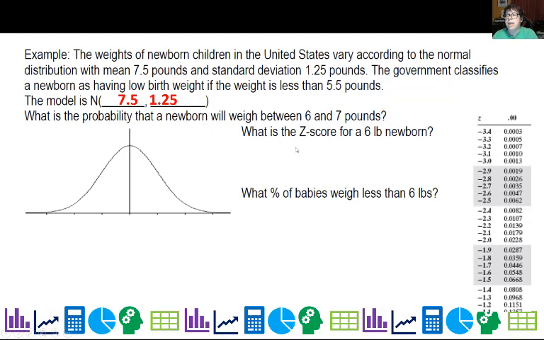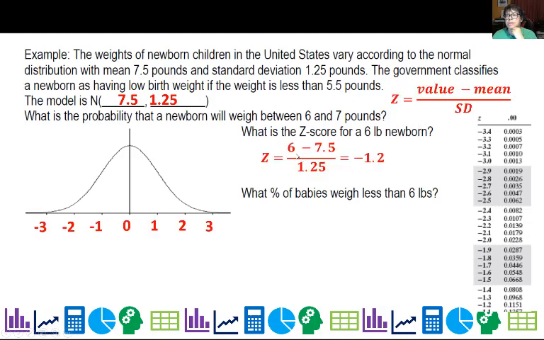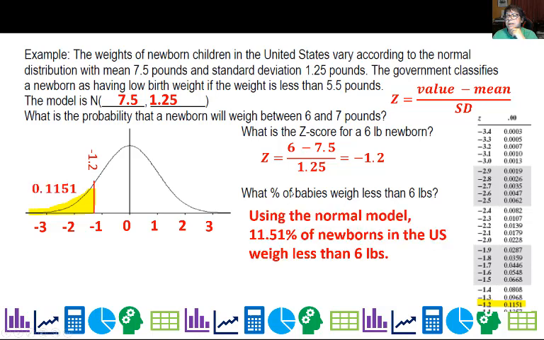So first, let's go ahead and work on the z-score for a 6-pound newborn. That would be z is value minus the mean. So z is 6 minus 7.5 over 1.25, which is negative 1.2. Go ahead and look it up down here and mark it on my curve. And on my table, it is 0.1151. Okay, so if I ask you what percent of babies weigh less than 6 pounds, it would be 11.51% of newborns in the U.S. weigh less than 6 pounds using the normal model. I don't know that exactly that many, but according to the normal model, that's what we predict.